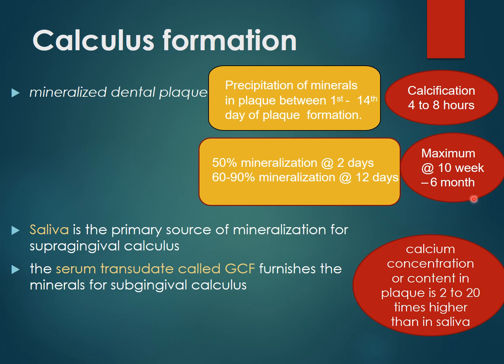It doesn't mean that all plaque necessarily undergoes calcification. The main sources of calcification are saliva and the GCF. Saliva is the primary source of mineralization for supragingival calculus, and serum transudate called GCF furnishes the minerals for subgingival calculus. The calcium content in plaque is 2 to 20 times higher than in saliva. Also, microorganisms are not always essential in calculus formation.